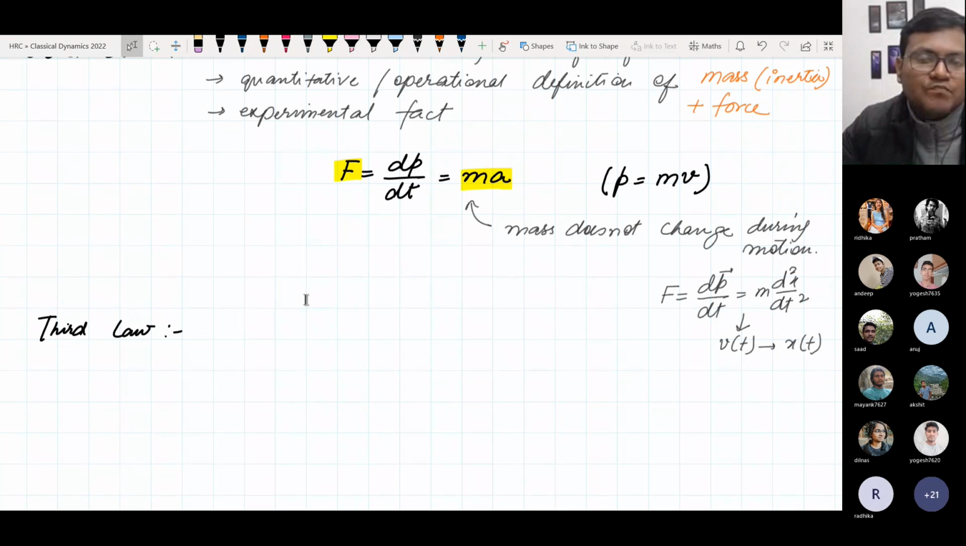Yes, sir. Thank you. Okay, now coming back to third law. What do you think is the third law? What does it tell us apart from action and reaction? Anyone? Apart from action reaction, what information is contained in the third law?